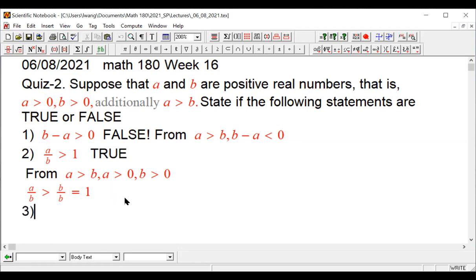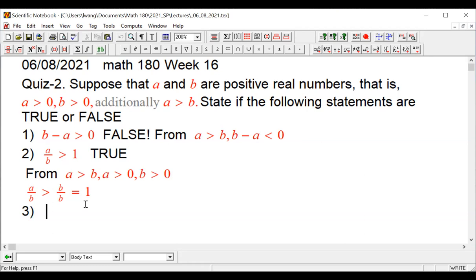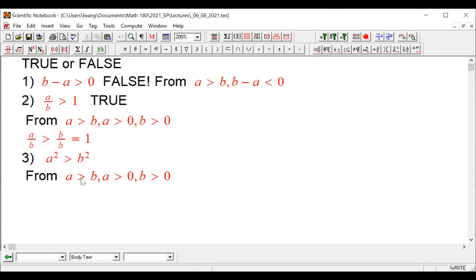Now, 3. Still from the same place, can we say that A squared is larger than B squared? Well, sure, of course. If A is larger than B, A is positive, B is positive, then you square both sides, and this is going to be true, right? It's true. So deriving.